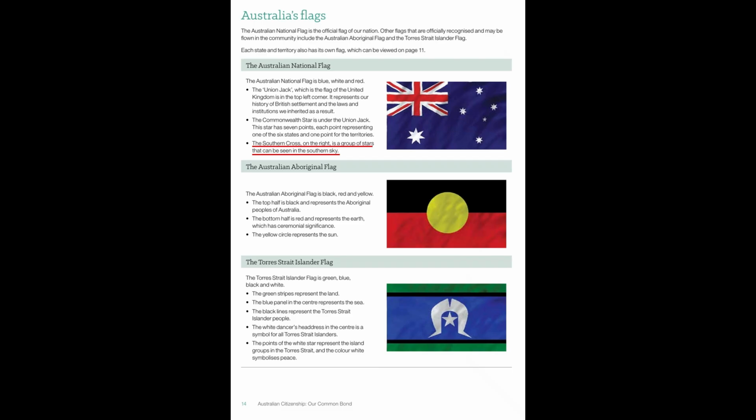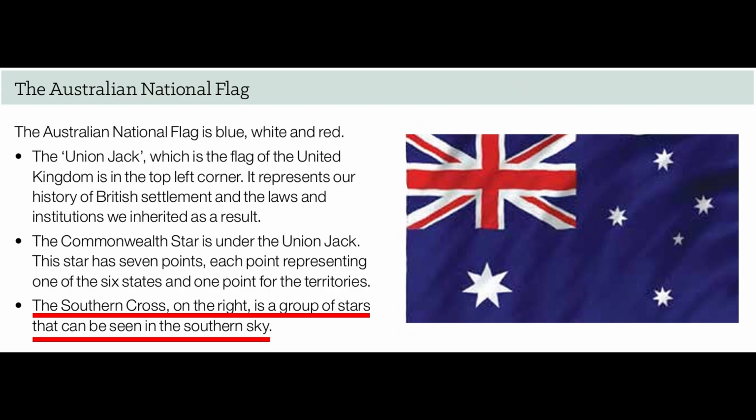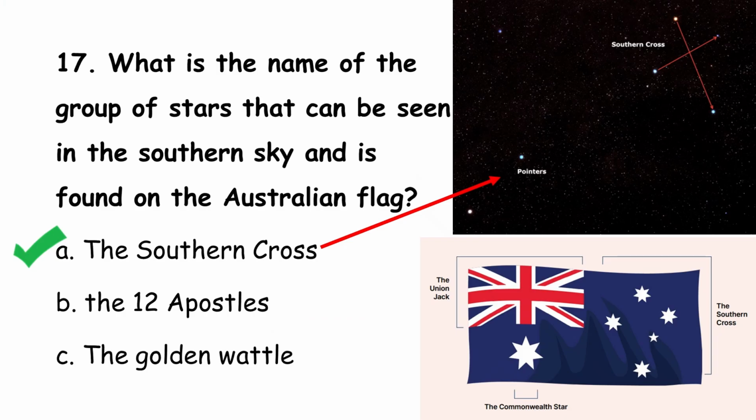Page 14 in Our Common Bond says that the Southern Cross on the right is a group of stars that can be seen in the southern sky. So the answer is A. The Southern Cross is the group of stars that can be seen in the southern sky and is found on the Australian flag.